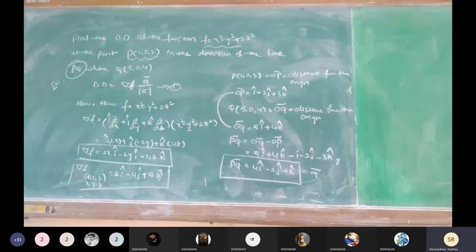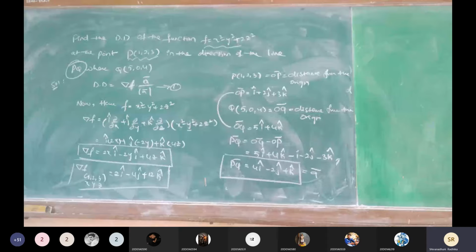PQ line is the subtraction of OQ minus OP. The difference between OQ and OP is the PQ line. So that's what A bar is, 4 i cap minus 2 j cap plus k cap. Immediately we are going to find the modulus of A bar.